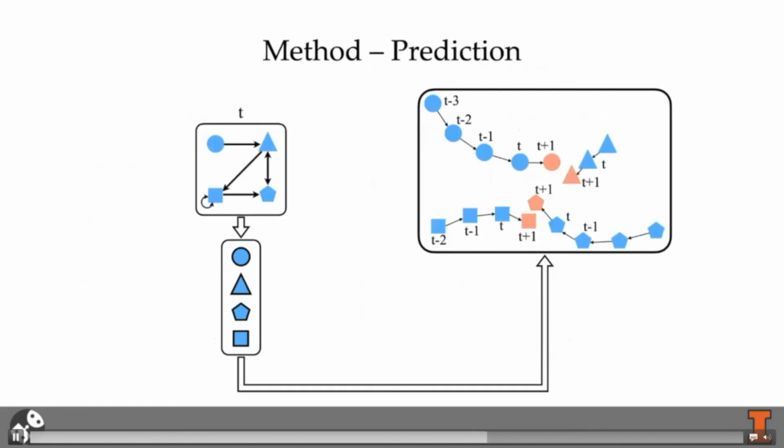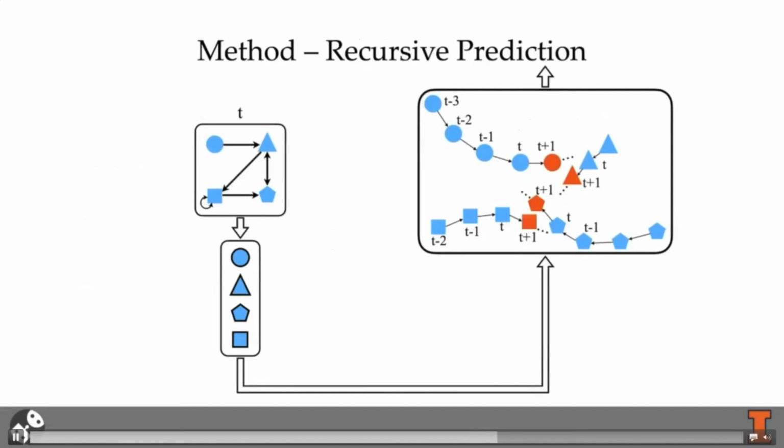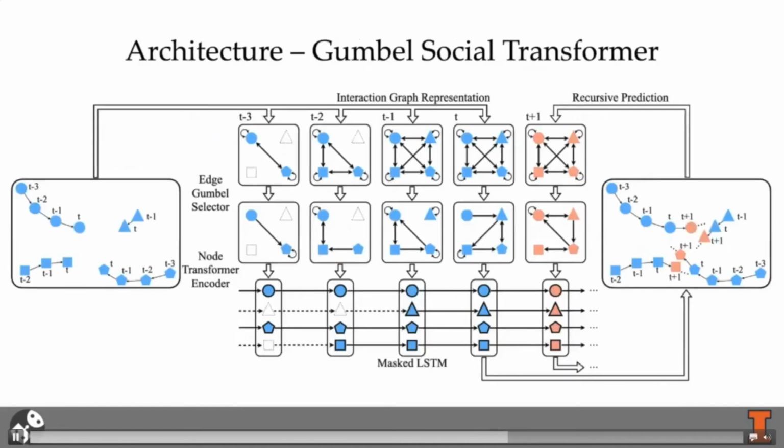The fully processed pedestrian features at the last observed time step are fed to a multi-layer perceptron to predict the positions at the next time step. We can use the predicted positions at t+1 and perform the whole process again to recursively predict the future trajectories. We named the whole framework Gumbel Social Transformer, or GST, and here is a review of the architecture.